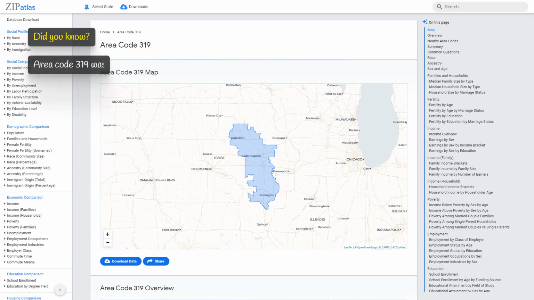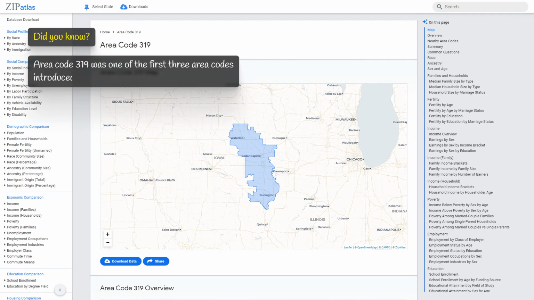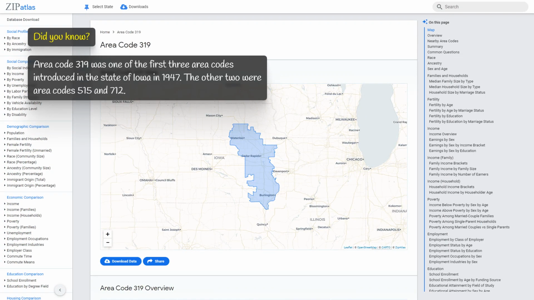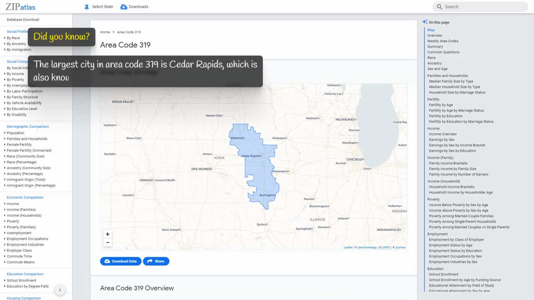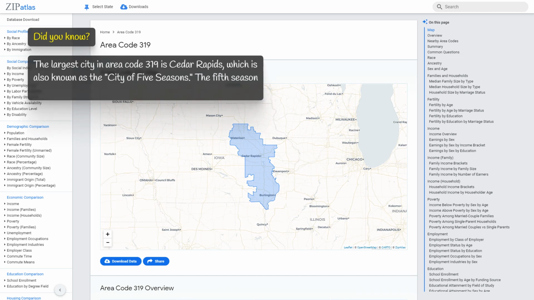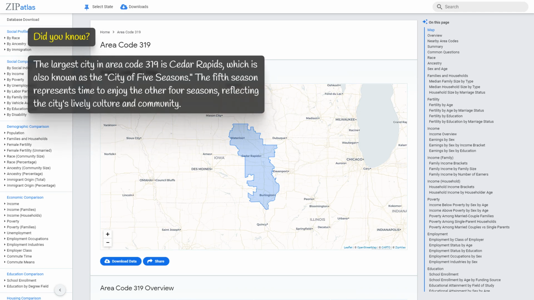Area code 319 was one of the first 3 area codes introduced in the state of Iowa in 1947. The other 2 were area codes 515 and 712. The largest city in area code 319 is Cedar Rapids, which is also known as the City of 5 Seasons. The 5th season represents time to enjoy the other 4 seasons, reflecting the city's lively culture and community.